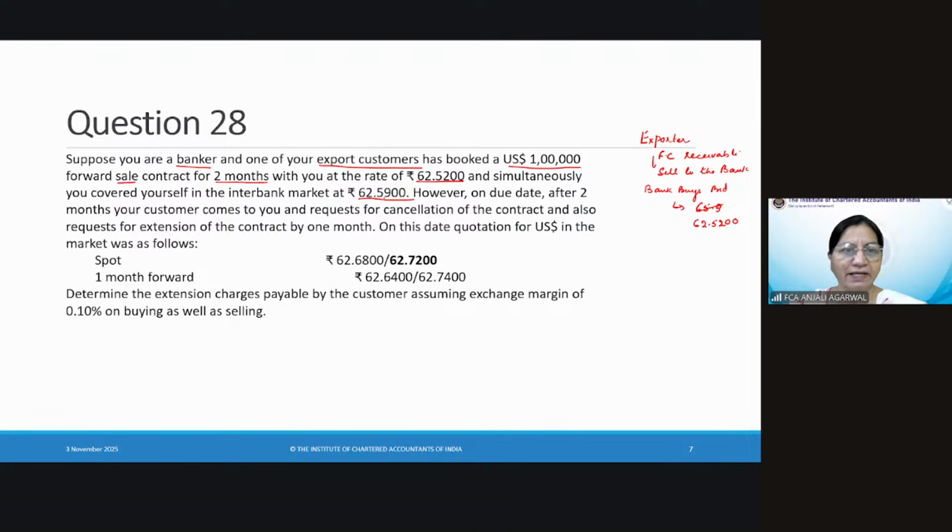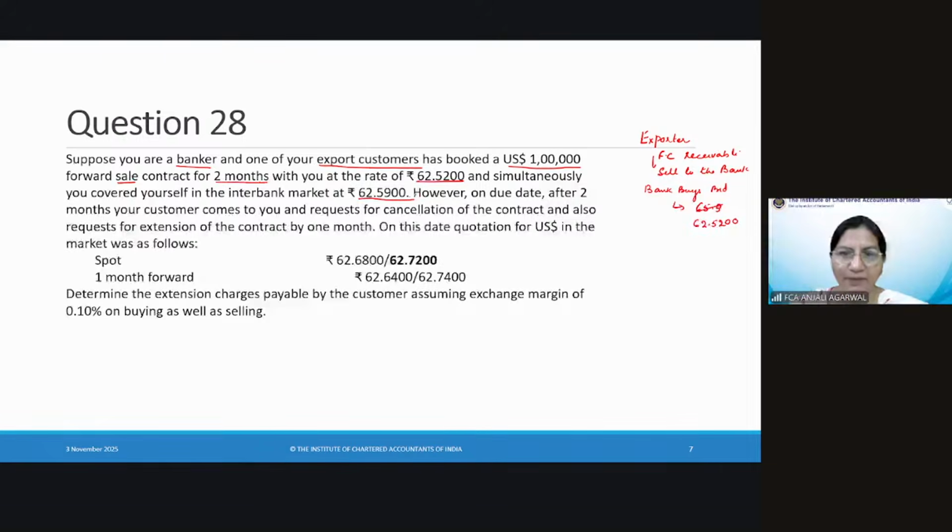So now what is bank expecting? After 2 months, the exporter will bring in $100,000, and which bank will sell in the market at 62.59 and pay the customer 62.52. So bank as such is thinking about earning 0.07. Okay, 52 minus 59. So bank was thinking that it will get a profit of 7,000 in this transaction.